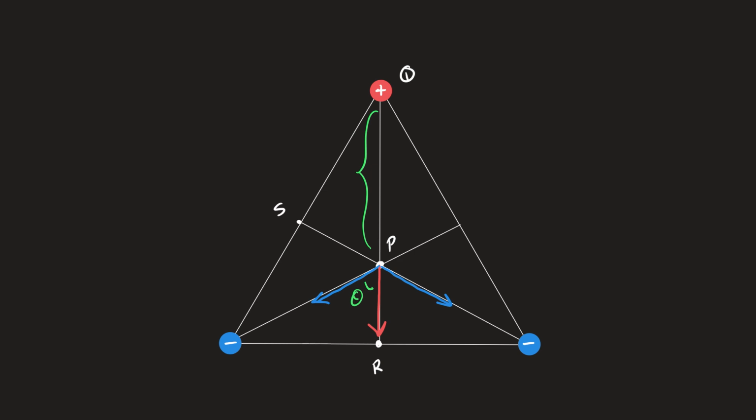It's not being influenced by R. The red arrow represents the electric field component from this charge. Oh, okay. Does that make sense? Yeah. Okay. And the blue arrows are from each of these two charges. Is that okay? All right.